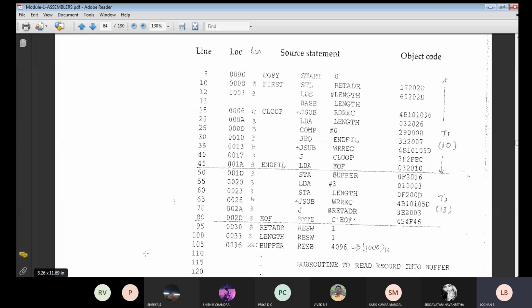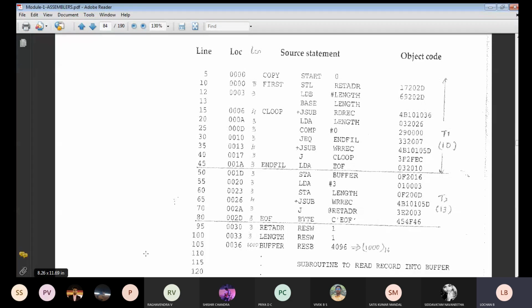So we'll start the class. Good morning to everyone. In the last class, I taught you how to calculate an object code with respect to the format 3. Today we will be discussing how you are going to calculate an object code in your format 4.